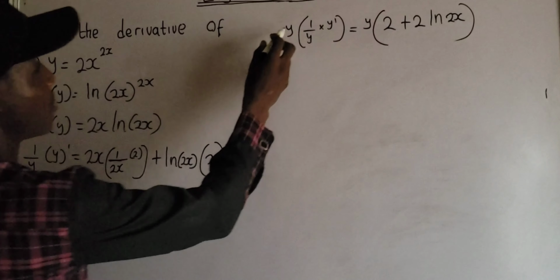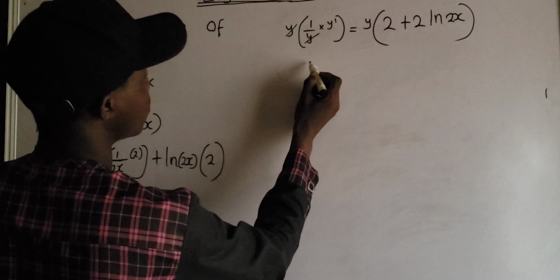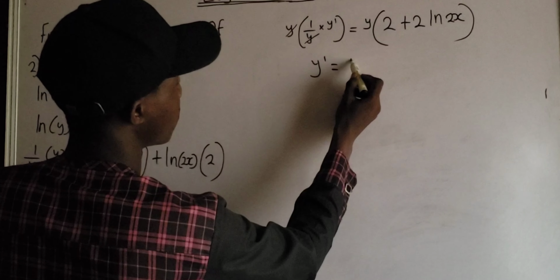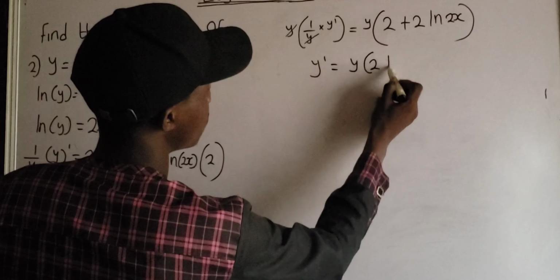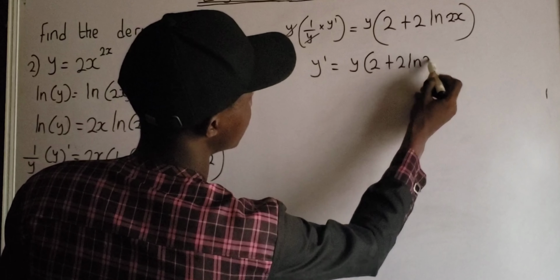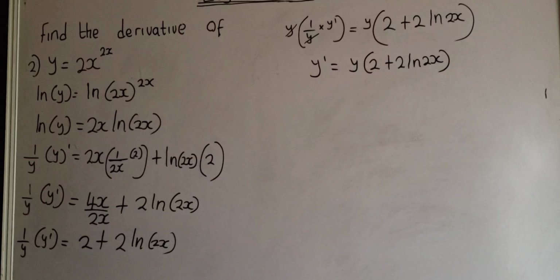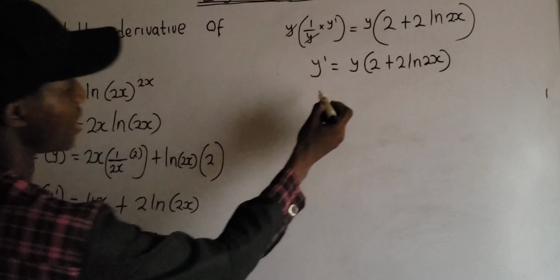So for this, I'm going to have y will cancel y. So I'm going to be left with 1 multiplied by the derivative of y. So the derivative of y will be equals to what? Y into bracket 2 plus 2 ln 2x. You understand? Okay, don't forget that from our equation, y is equals to 2x raised to the power of 2x.